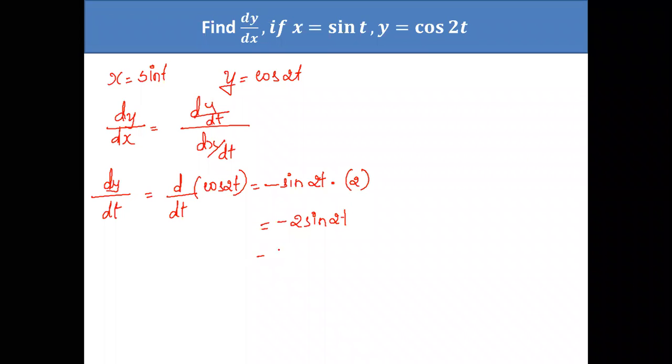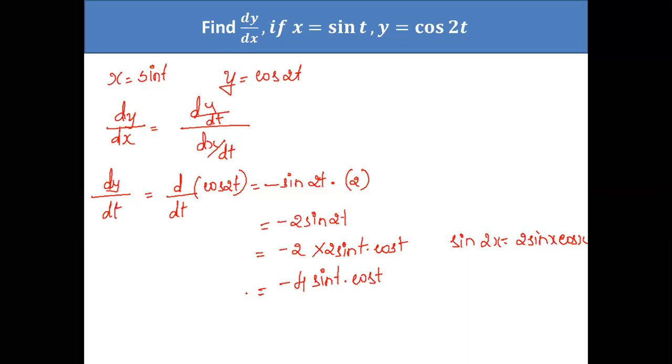But we know the formula of sin 2t. What is the formula of sin 2t, students? What is the formula of sin 2x? 2 sin t cos t. Good Nitya Lakshmi. The sin 2x formula is 2 sin x cos x. So you will get 2 sin t into cos t, and with the minus 2 it is minus 4 sin t into cos t.